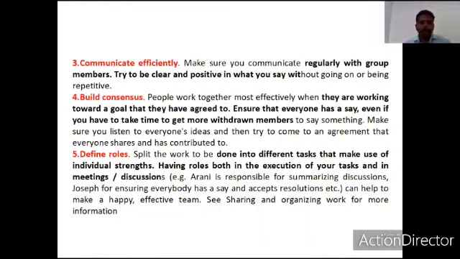People work together most effectively when they are working towards a goal that they have agreed to. Ensure that everyone has a say, even if you have to take time to bring in the withdrawn members. And the fifth one is to define the roles.